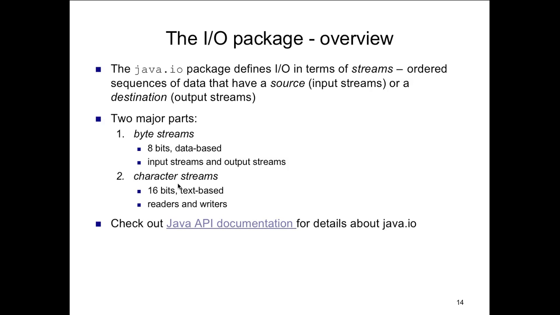I/O packages. Just as we saw in the last lecture for collections, we had java.util. Now we have java.io. It defines the I/O in terms of streams, ordered sequences of data, with a source of input stream or destination output stream. Essentially it deals with opening and closing files and using them inside of Java programs. And in fact, the I/O library has limitations for applets, which is one of the interesting things.